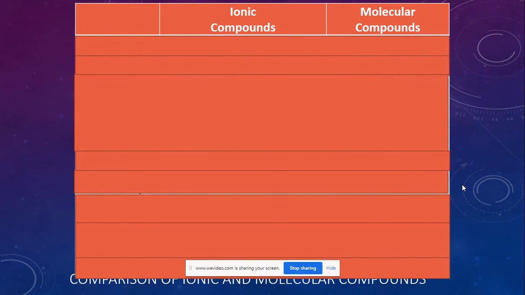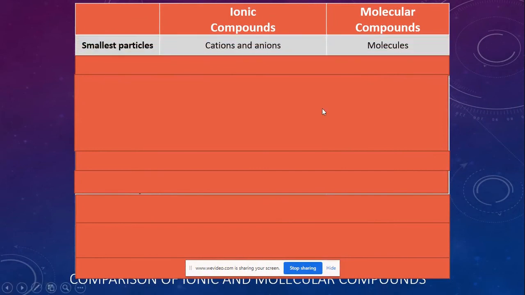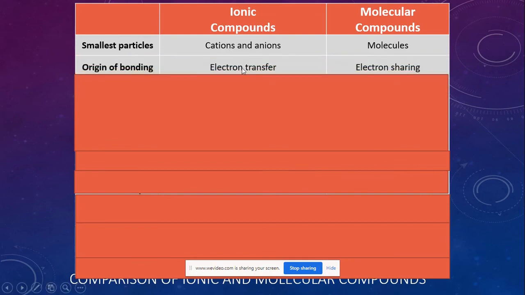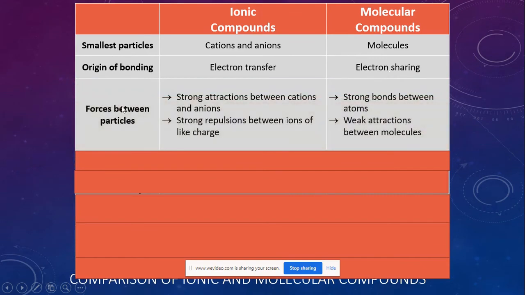Okay, let's do a brief comparison of ionic versus molecular. Ionic compounds are made up of cations, which are positive ions, and anions, which are negative ions, and molecular compounds are just made up of molecules. How are they bonded together? In ionic compounds, one metal loses and the non-metal gains, so there's an electron transfer, whereas in molecular, you're sharing. The forces between the particles in ionic are very strong attractions between the ions, and strong repulsions between ions of like charge. For molecular, there are strong bonds between the atoms, but weak attractions between the different molecules.